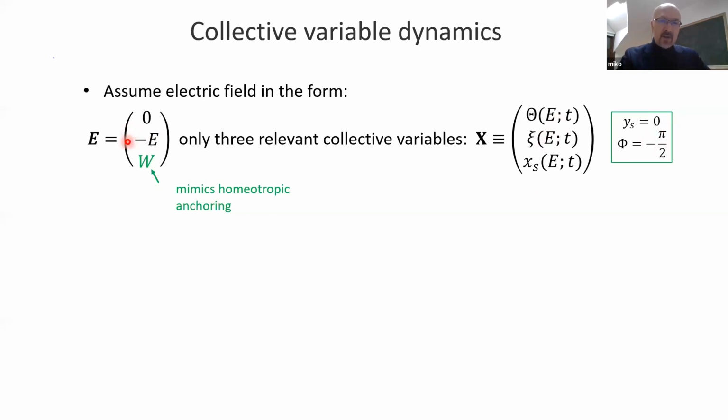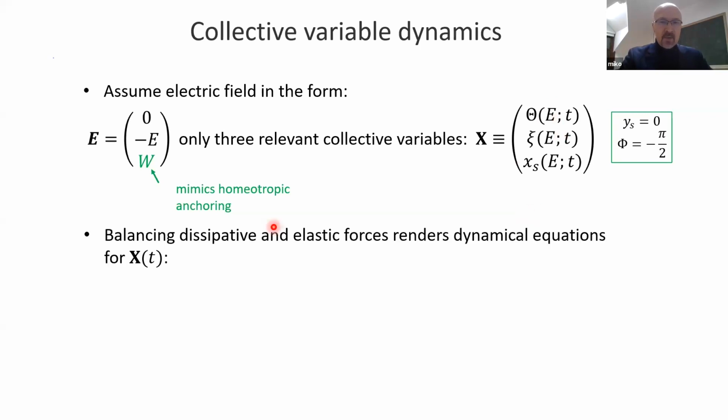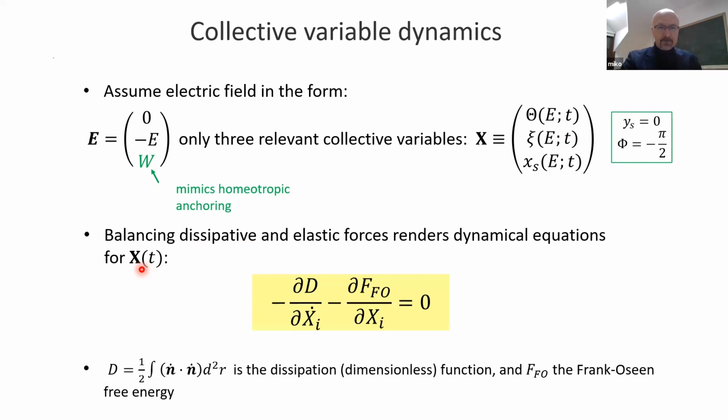At this selection of the electric field, the azimuthal angle of the far field background will always be minus 90 degrees. And now, what about dynamics? We want to write dynamical equations for these variables. We have 3 collective variables. So we just use the balance of force. We balance dissipation and elastic forces to construct the dynamic equation for this variable X.